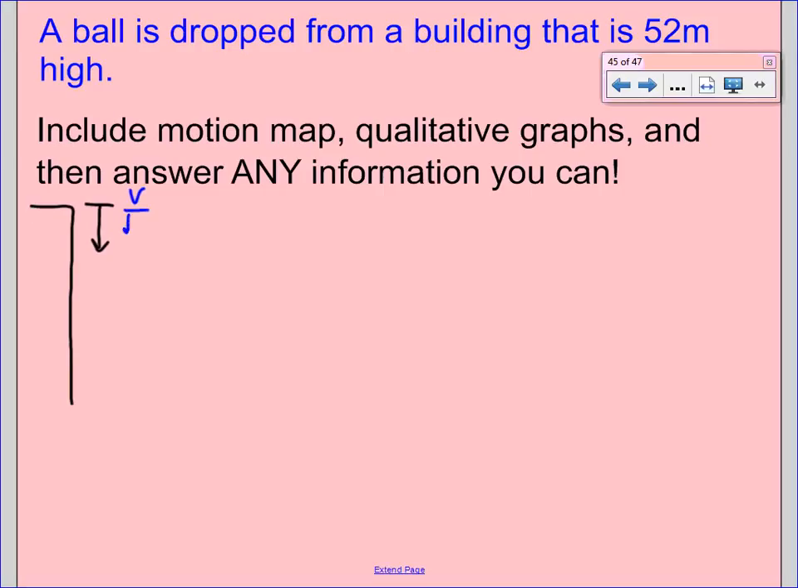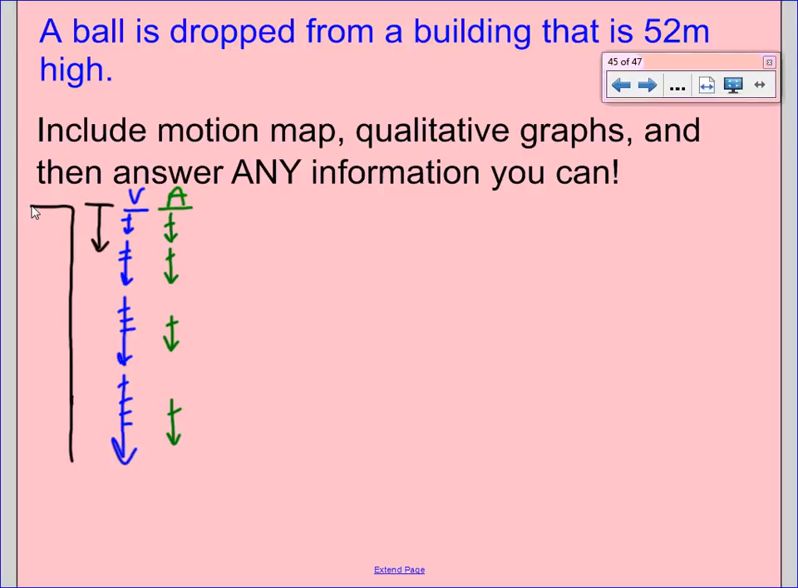My velocity vectors are going to start small, and it's going to speed up more and more and more until obviously it finally gets to the bottom of the building. Since the object is speeding up, and I've said down is positive, my acceleration vectors are also going to point down. There we go. So that is a motion map for a vertical situation. Notice it's the same concept, we just had to switch it around a little bit to be vertical.